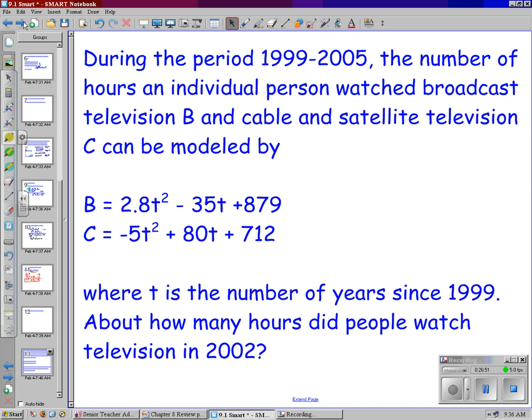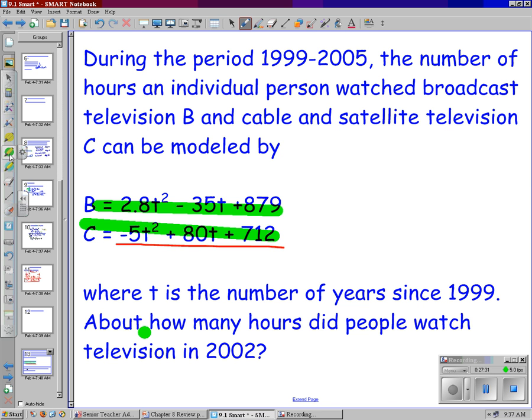During the period 1999 to 2005, the number of hours an individual person watched broadcast television, B, and cable and satellite television, C, can be modeled by these two equations that I have right here. T is the number of years since 1999. How many hours did people watch television in 2002? Good question. Some watched broadcast, some watched cable and satellite, and I want to know how many people watch television. What am I going to have to do to these two equations? Add them. Well, let's add them up right now.